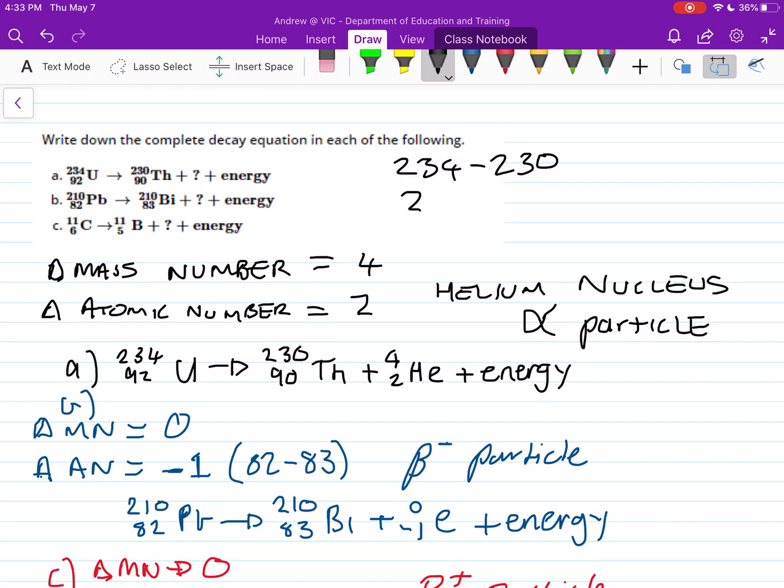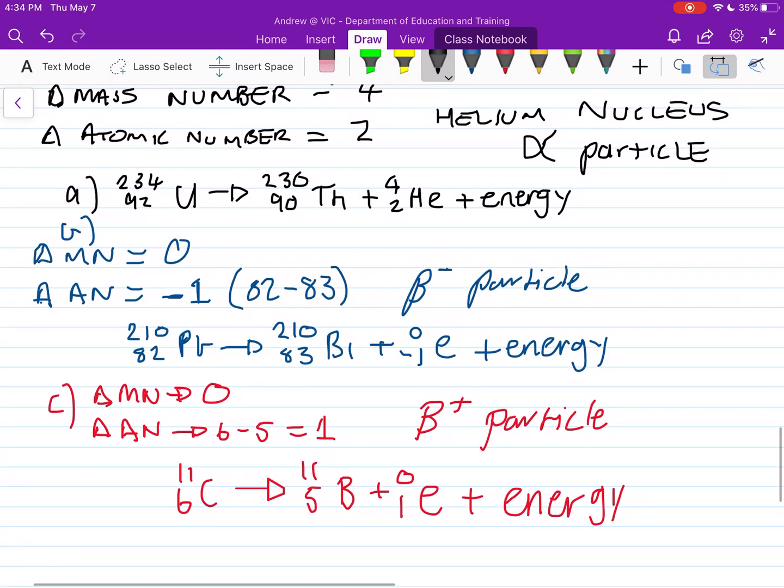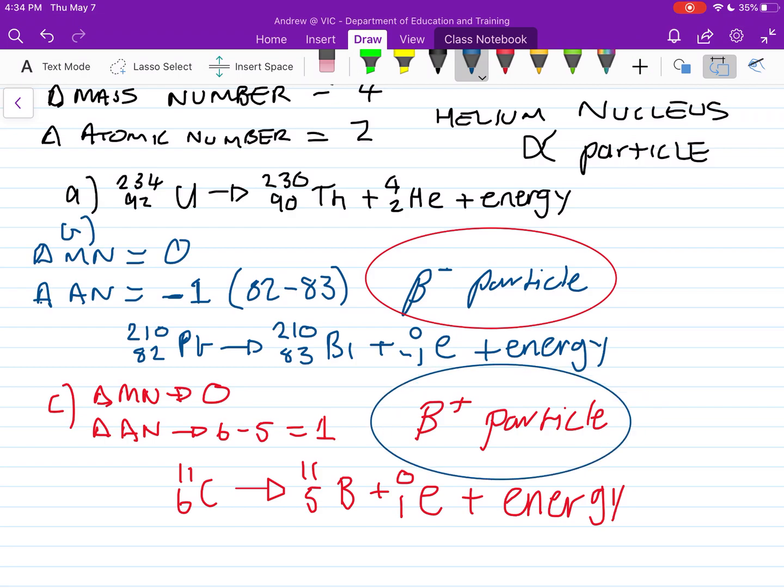So we have 92 minus 90. Just make sure that you get them the right way around, especially when looking at these last two examples. If you don't get them the right way around, you'll get the wrong particle for each one. So make sure you're not making any silly little mistakes, really.